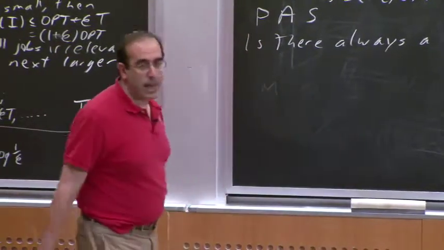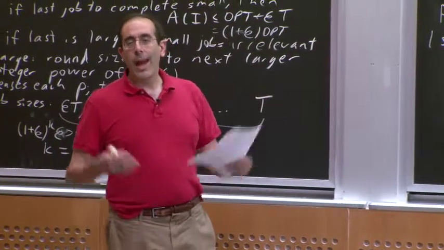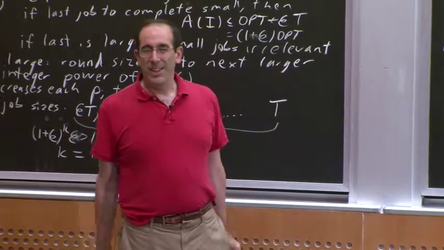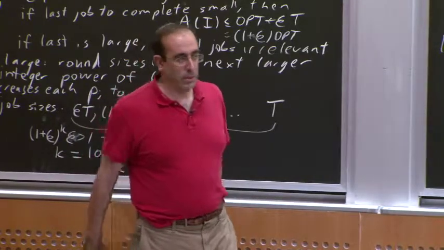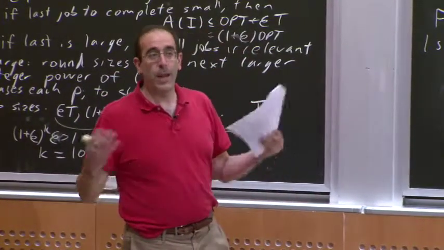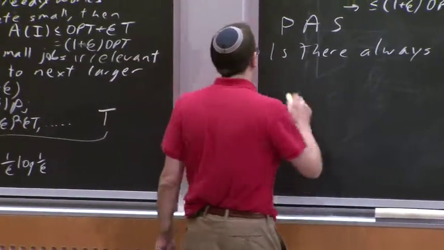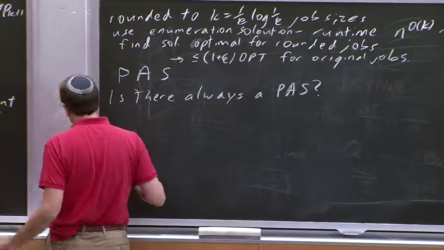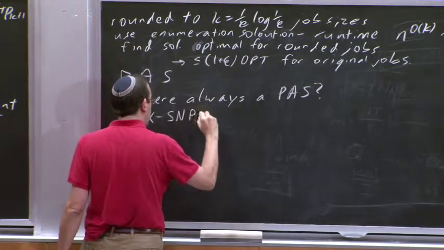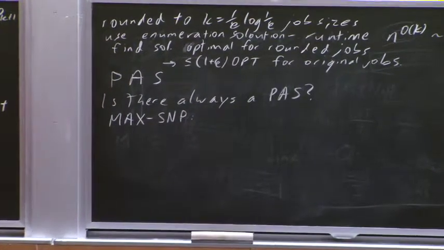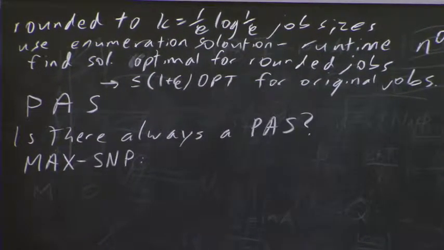For decades, actually, people were not able to answer this question, right? Because how do you argue that you cannot approximate something? This actually required the development of a whole new branch of theoretical computer science to explain what's going on here. And so a couple decades ago, people defined this class called max SNP, which are problems that can be approximated to within some constant, but not any constant.